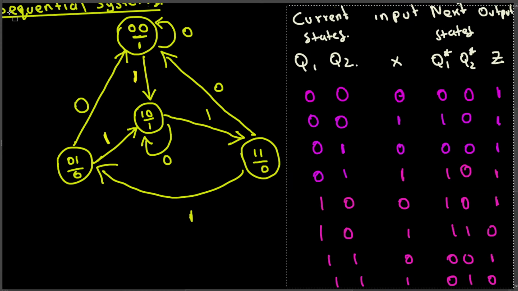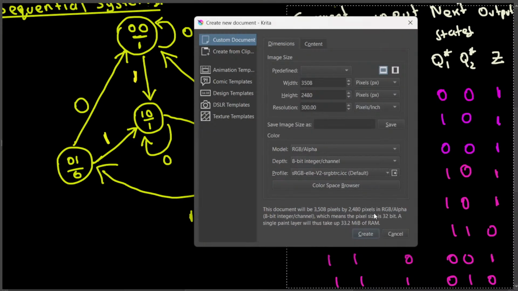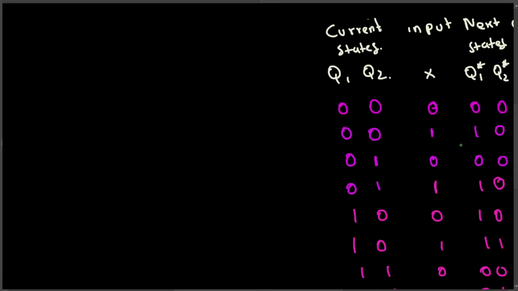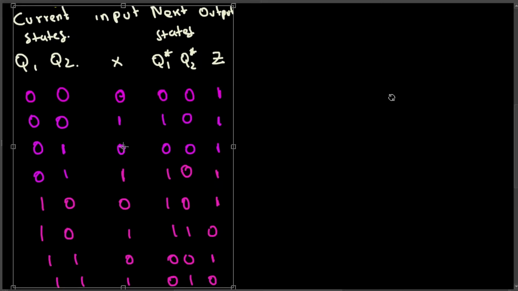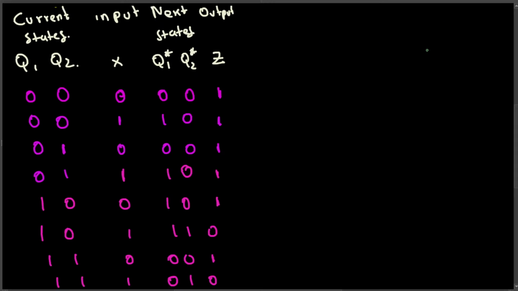Control C, create a new page and paste it right there. Okay, here we go. We have the whole table. The last one we should be looking at is the JK flip-flop. Let's write the JK flip-flop alone.